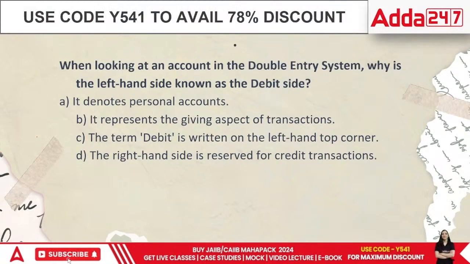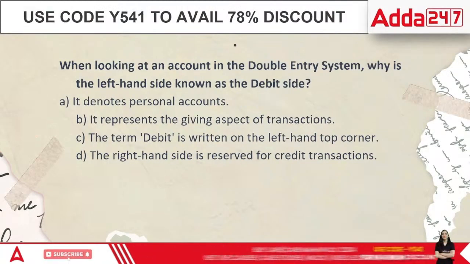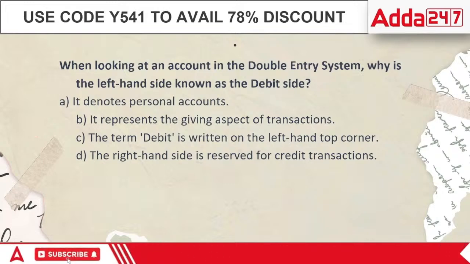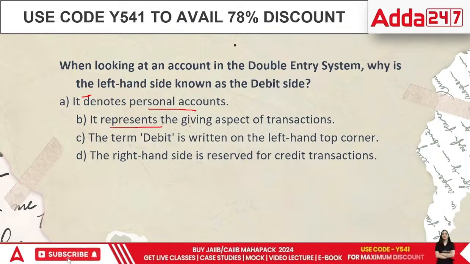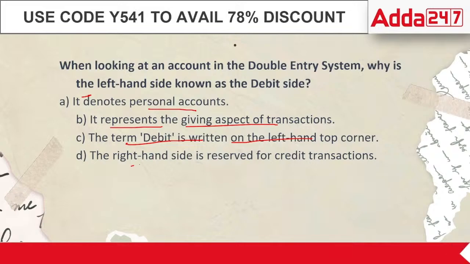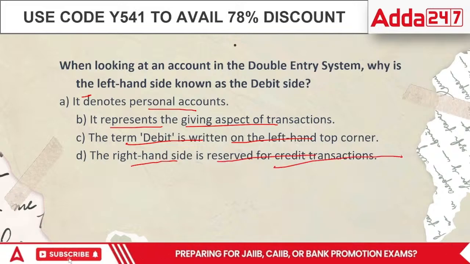When looking at any account in double entry system, why is the left hand shown as the debit side? It denotes the personal accounts. It represents the giving of transactions. The debit is written on the left hand top corner, and the right hand is reserved for credit transactions.